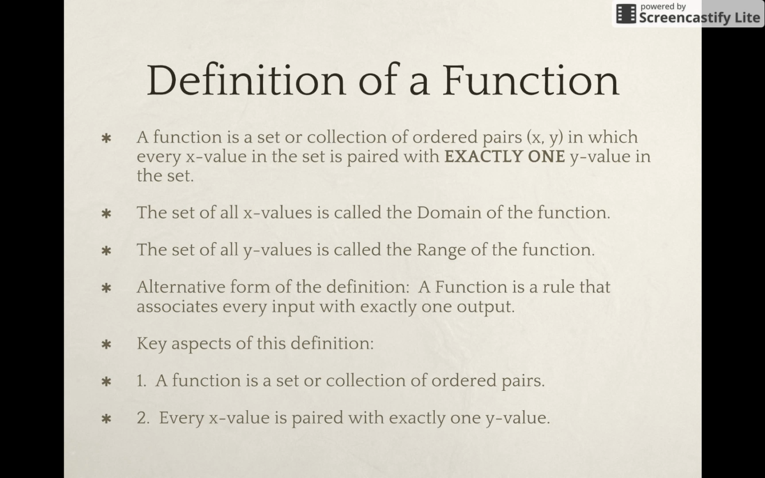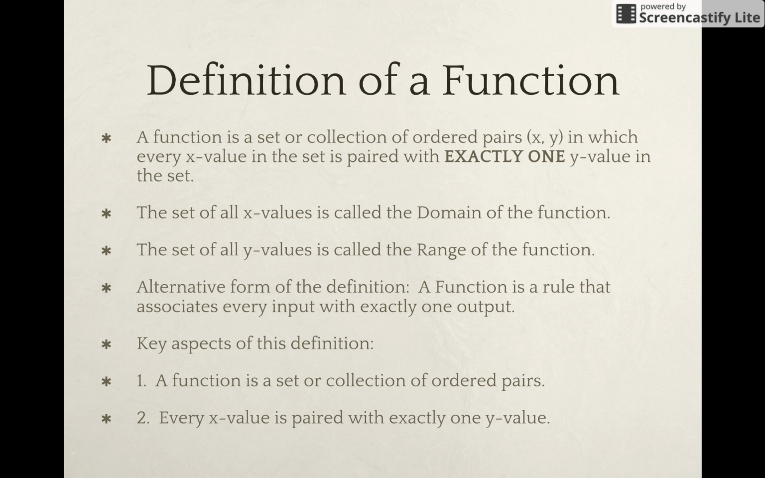The definition of a function is as follows. A function is a set or collection of ordered pairs. Ordered pairs take on the form x comma y, in which every x value in the set is paired with exactly one y value in the set. The key to this definition is that it's exactly one y value for each x. We call the set of all x values the domain of the function, and we call the set of all y values the range of the function.